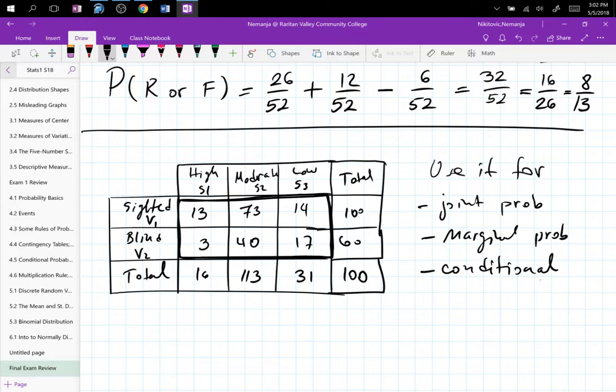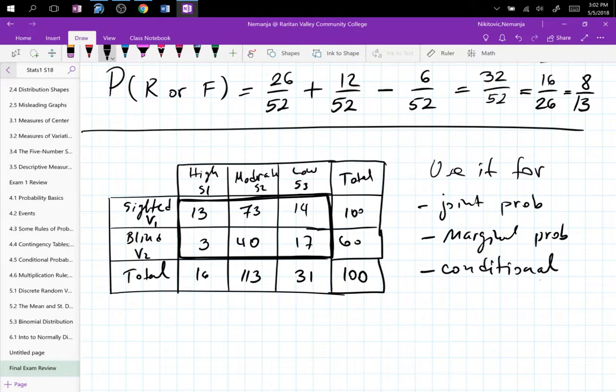Joint probability is joint because it's the cell between the two, right? They join there, divided by the grand total. And then you have the marginal probability, which is the margin divided by the grand total. I'm losing the grand total. Grand total is the corner.